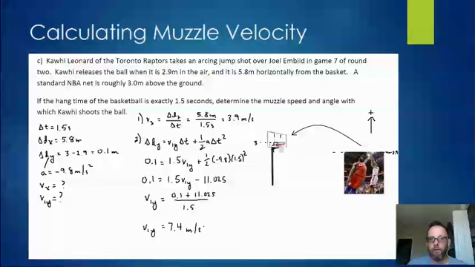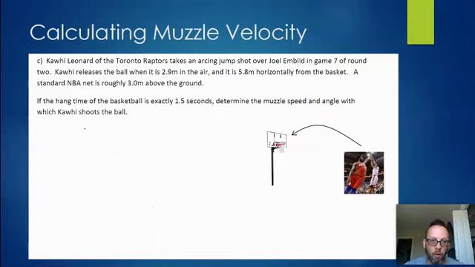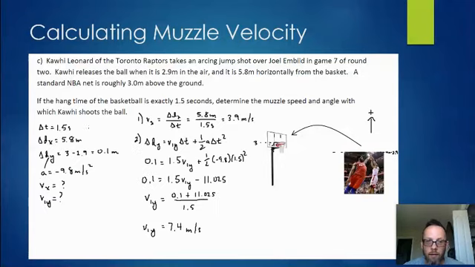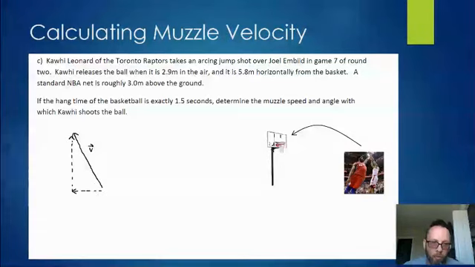All right, so knowing those, we are now ready to find the muzzle speed and angle. So I'm actually just going to flip to a second screen for that. So Kawhi is shooting over Joel Embiid, kind of like this. We're looking for, we'll just call it V. And the things we have found already, we have Vx and V1y. Vx was 3.9 meters per second. V1y, 7.4 meters per second.